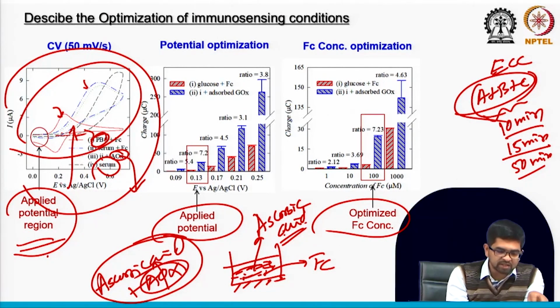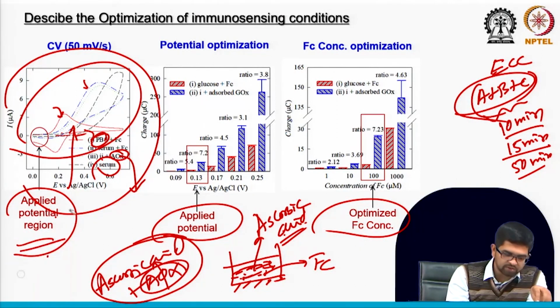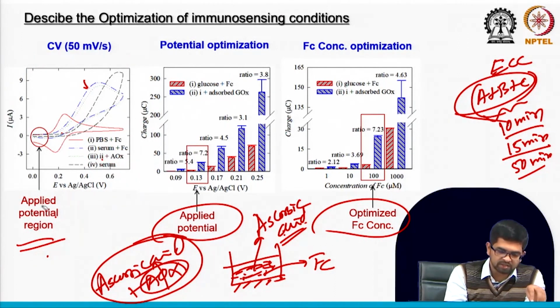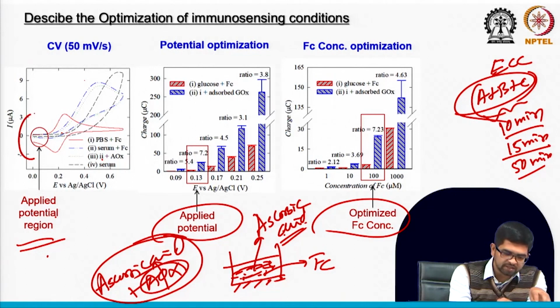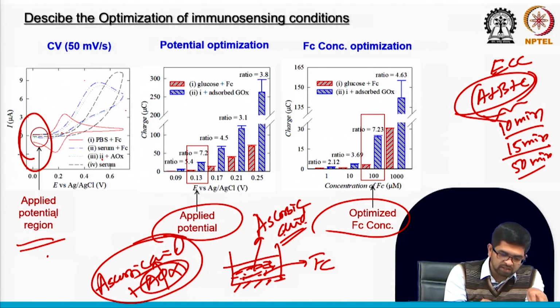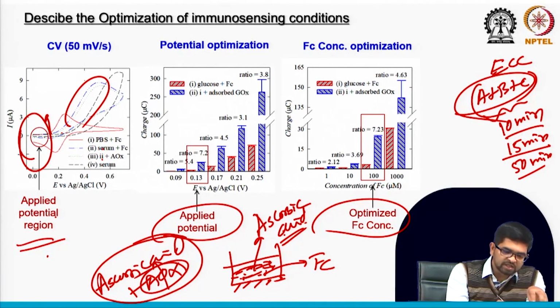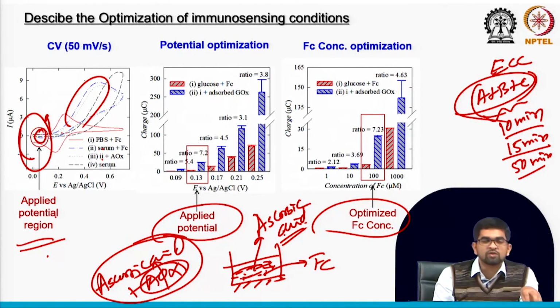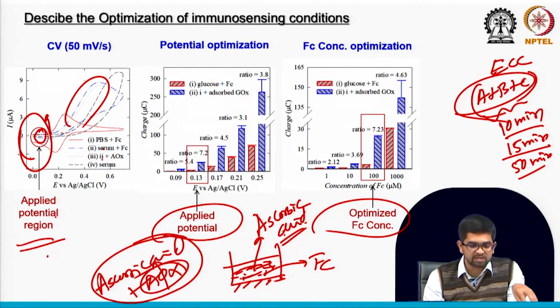So the applied potential region is the best area to use. Which position should you use for applying the potential? From the cyclic voltammogram, I think it is already very clear. See, this position is the best. Otherwise, when the serum is present, see, the oxidation actually starts from here. So it is better to work in this region, where there is almost no contribution from the interference species.